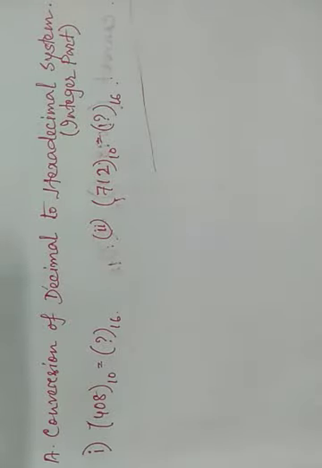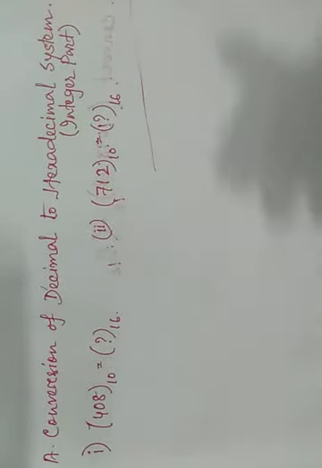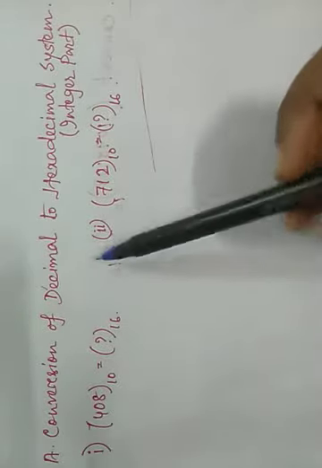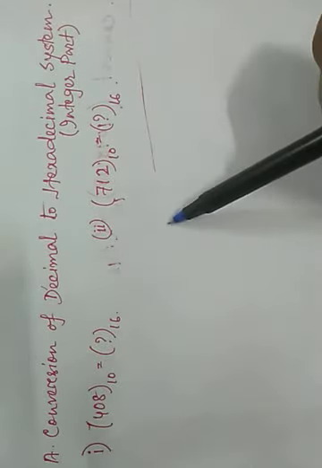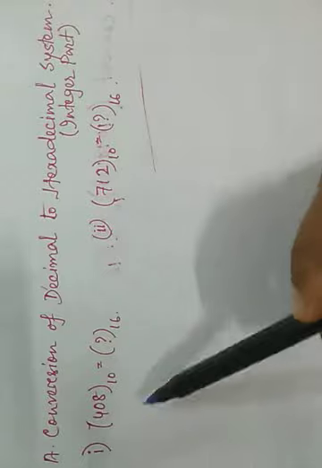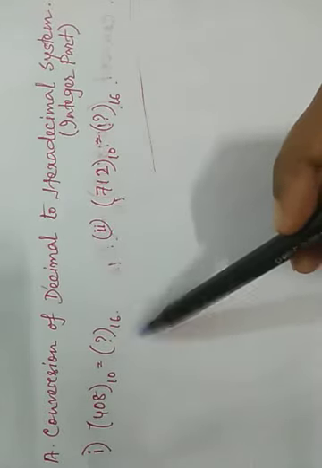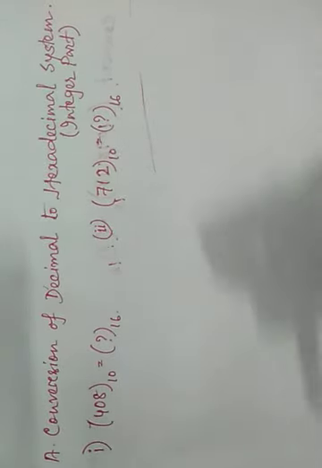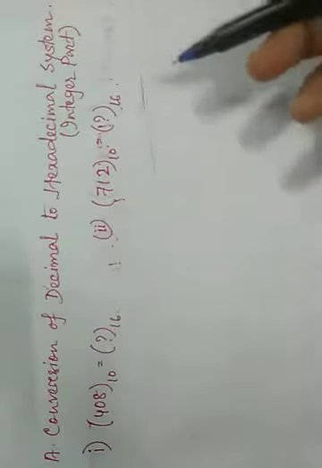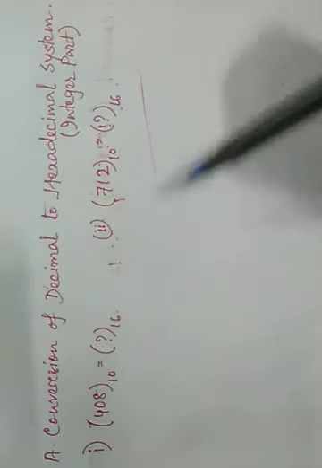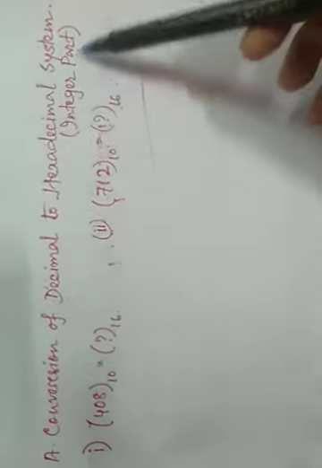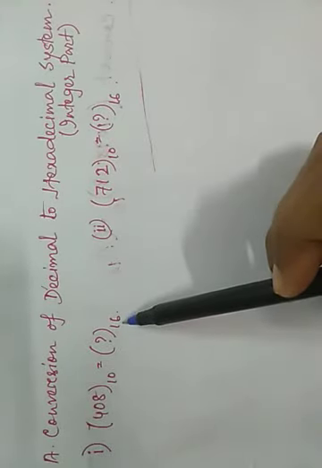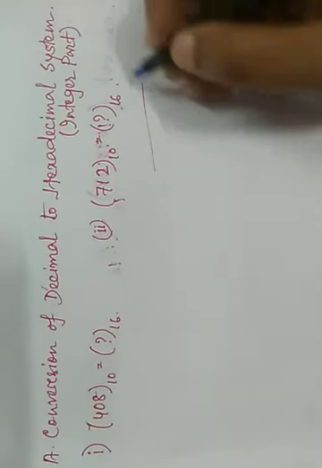Welcome students. In this video we are going to learn how to convert decimal number system into hexadecimal system. We all know that whenever we convert decimal into another number system, for the integer part we have to divide it with the base of that system, and for the fractional part we have to multiply with the base of the system. Here, as it is the hexadecimal number system, its base is 16.